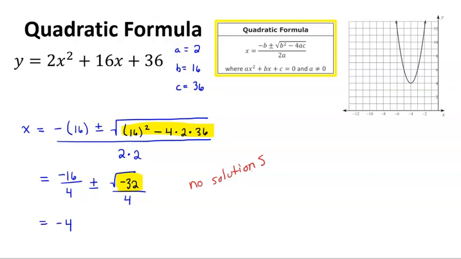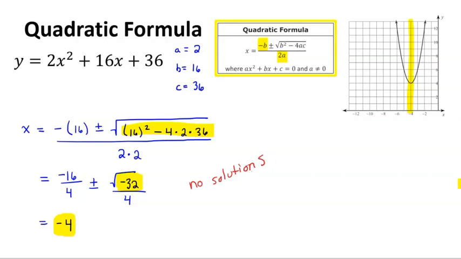And I want you to take a quick notice as to what our quadratic formula is saying. Our quadratic formula is saying negative B over 2A. And if you remember from when we were graphing our quadratic equations, we used negative B over 2A as our axis of symmetry. So negative 4 is our axis of symmetry.